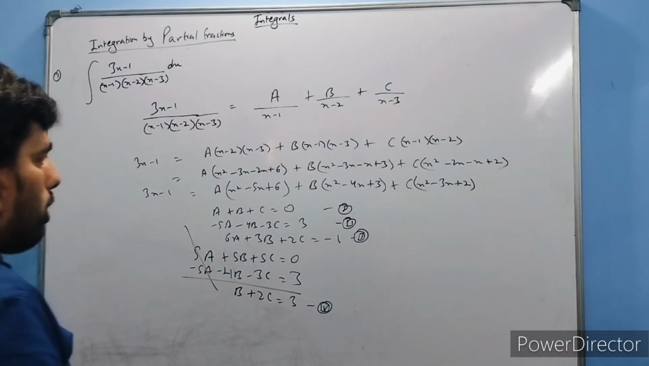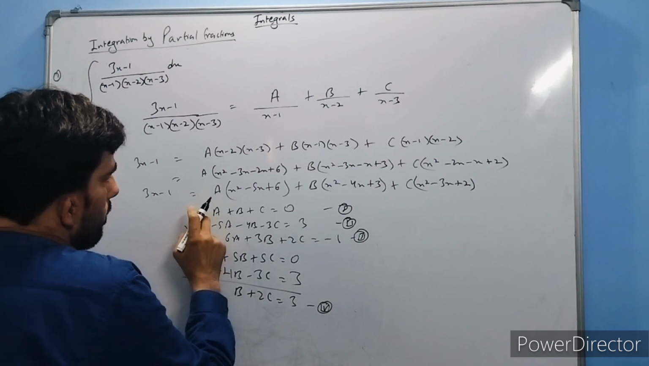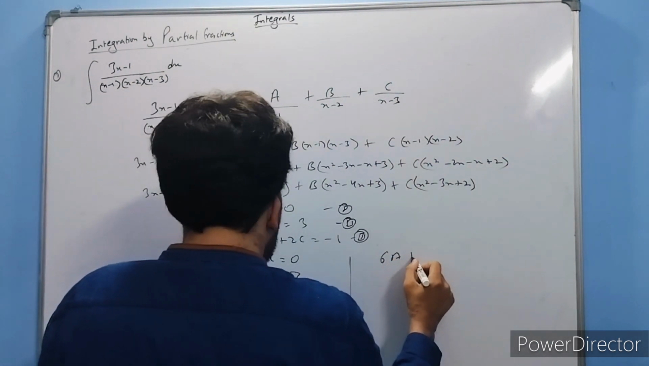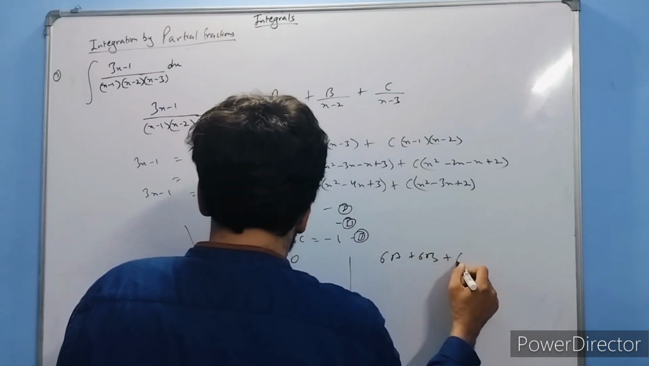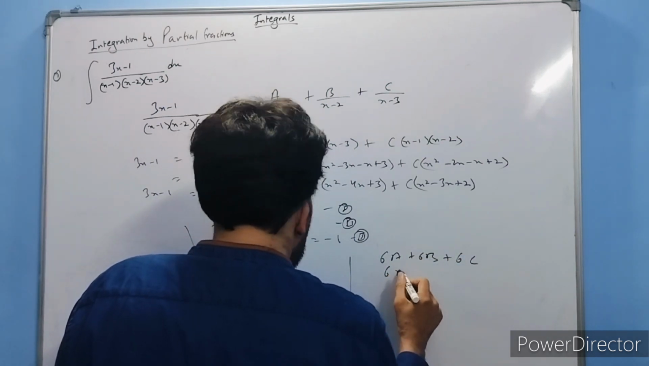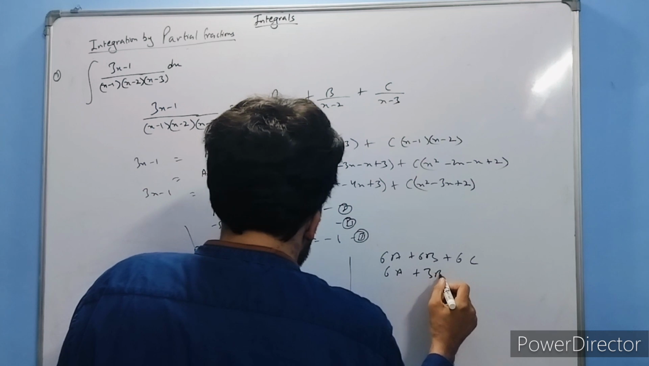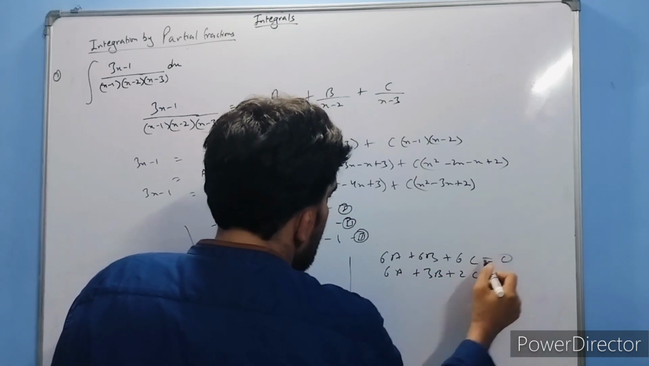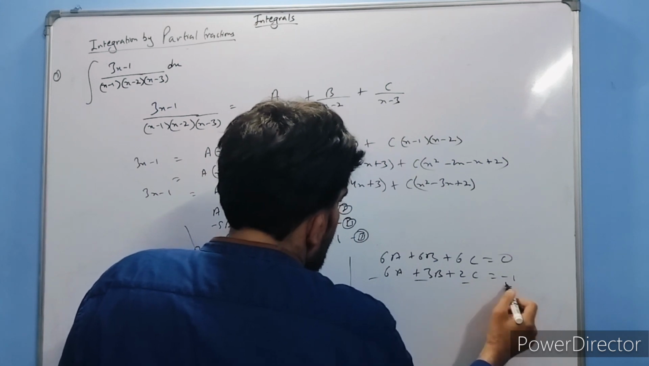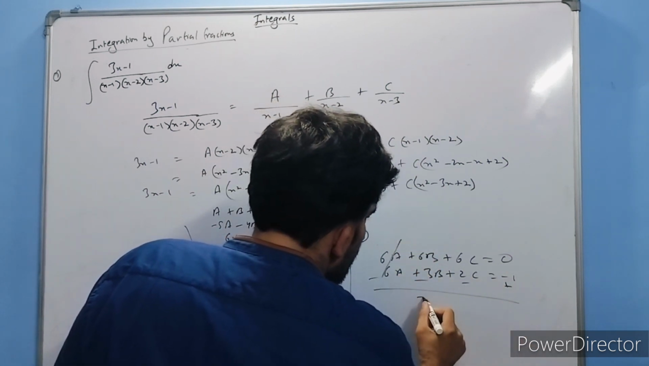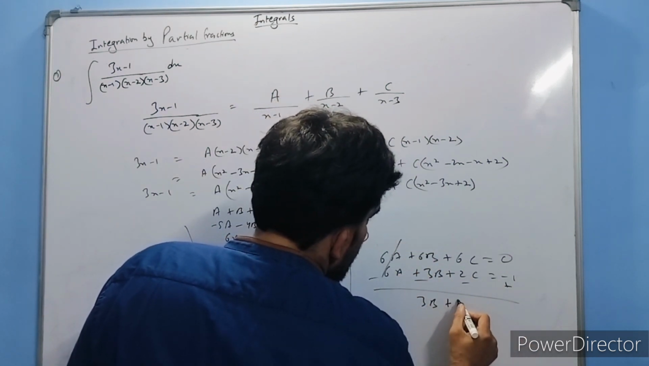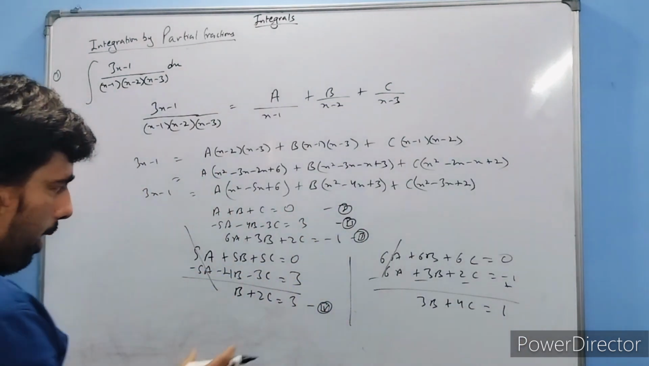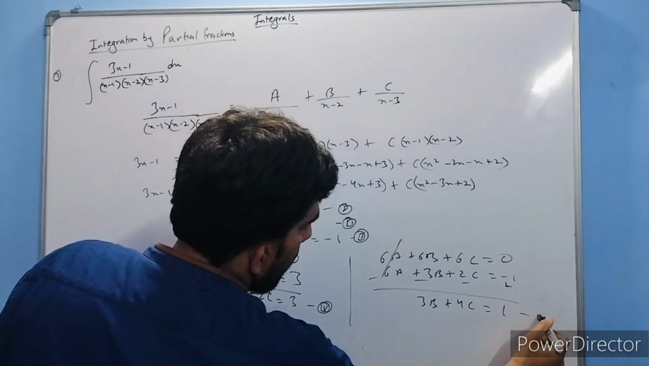What else can I do? Multiply the first by 6. So I get 6a plus 6b plus 6c is equal to 0, and here 6a plus 3b plus 2c is equal to minus 1. Subtracting, what you will get here is 3b plus 4c is equal to 1. So now I have two equations here. This is the fifth one.